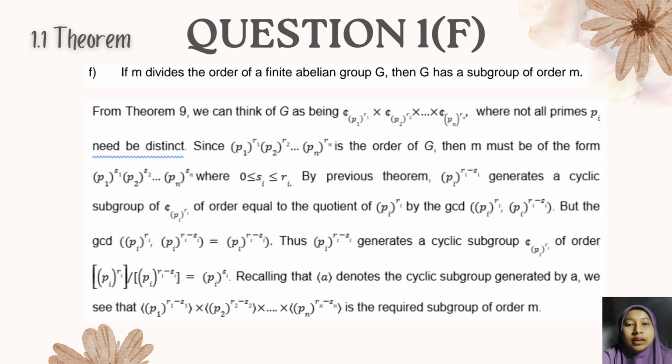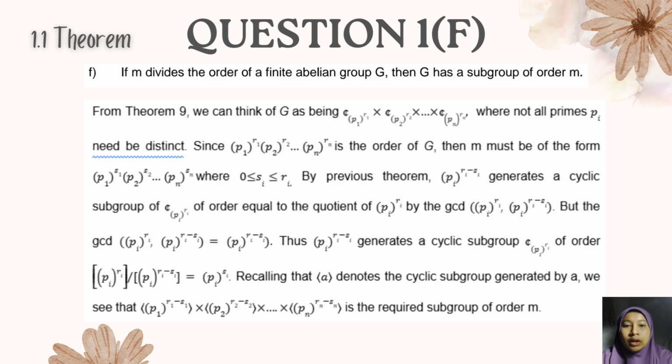Now, let's start with question 1F. The question is Theorem 10: if M divides the order of a finite abelian group G, then G has a subgroup of order M. From Theorem 9, we can think of G as being the direct product of cyclic subgroups of order p1 to the power r1, p2 to the power r2, up to pn to the power rn, where not all primes pi need to be distinct.